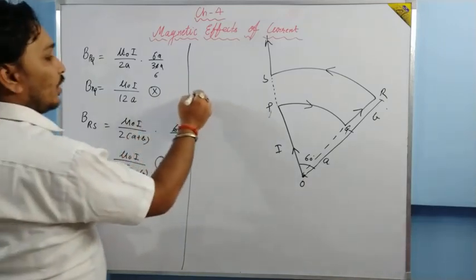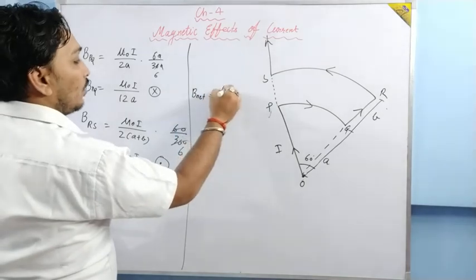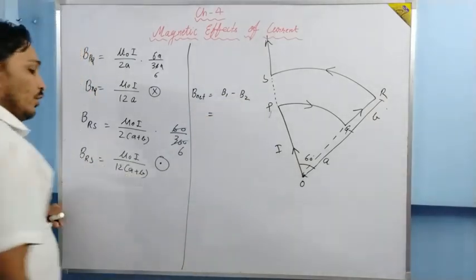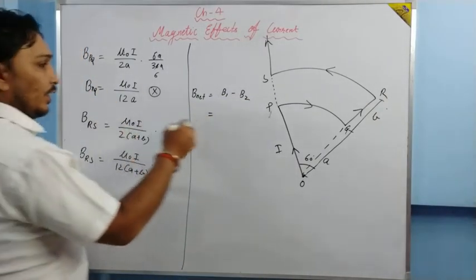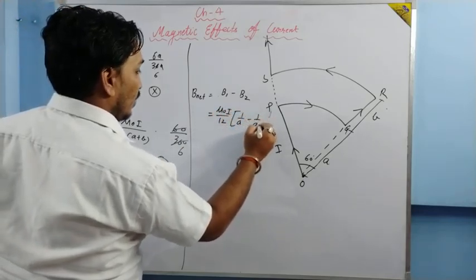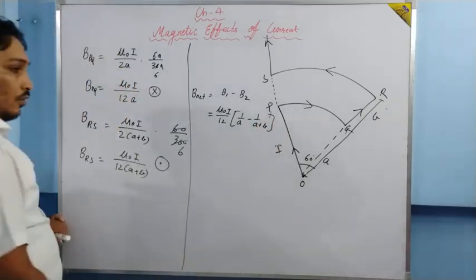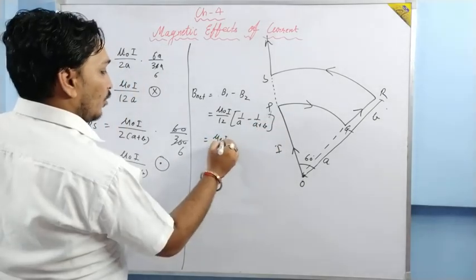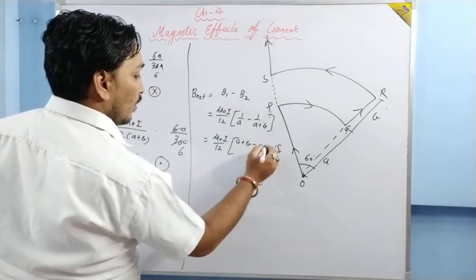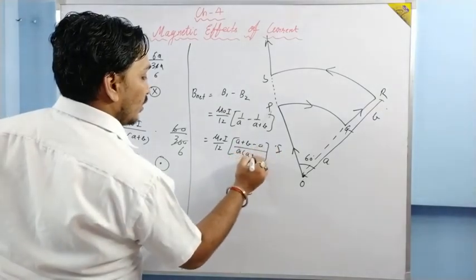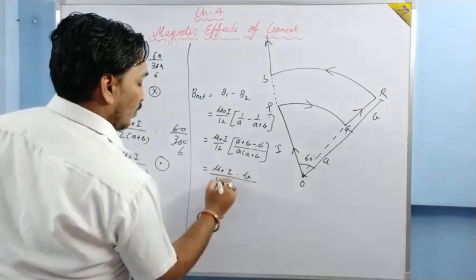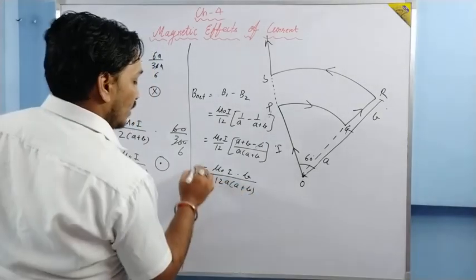We'll subtract for the net magnetic field. B net will be B1 minus B2. And we are going to have mu naught I upon 12 we can take common. In the bracket we are going to have 1 upon A minus 1 upon A plus B. Okay, if we take LCM, then mu naught I upon 12, A plus B minus A upon A into bracket A plus B. A and A will be cancelled out. We'll get mu naught I B upon 12 A into bracket A plus B. This is the net magnetic field.